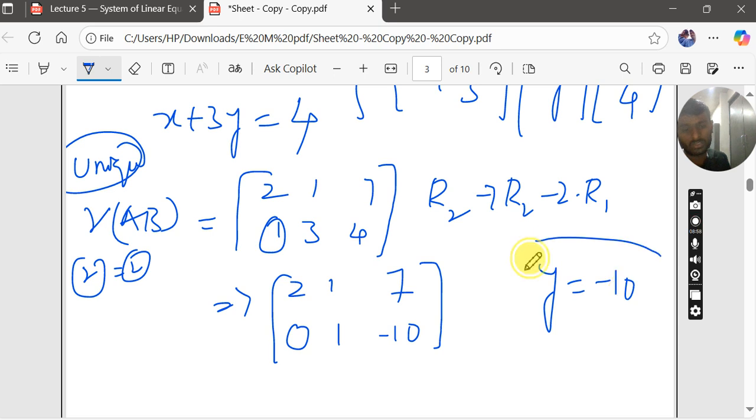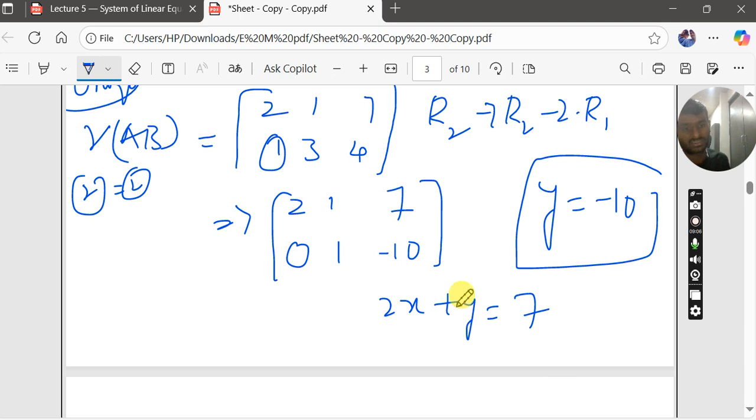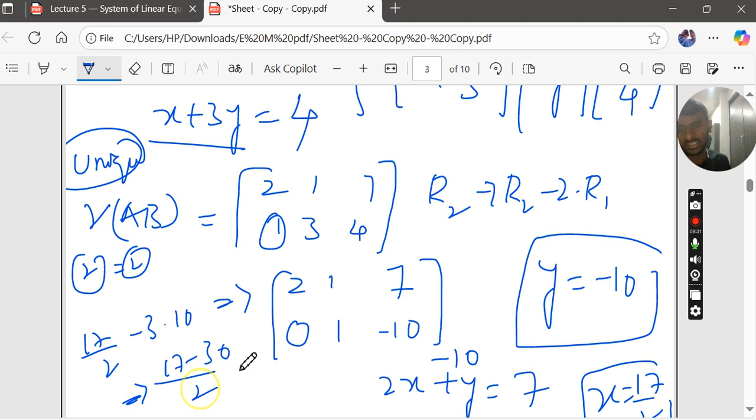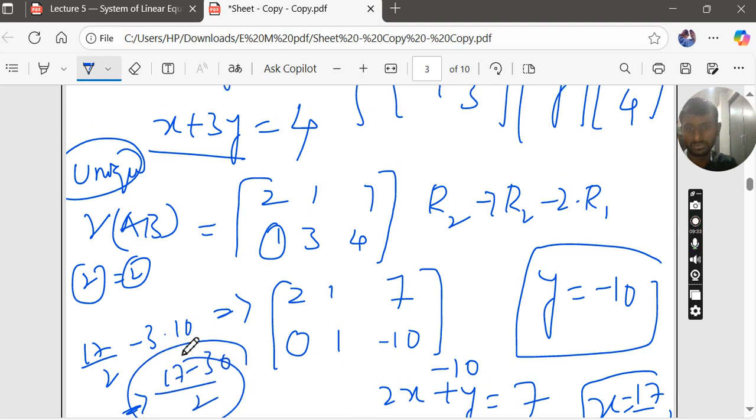So what about x here? When you see 2x plus y equal to 7, and I substitute y equal to minus 10, x is nothing but 17 by 2. So when I substitute those things here, what will happen? x is 17 by 2 and minus 3 into 10, 17 minus 30 by 2. No, something is wrong. We have done something wrong here.